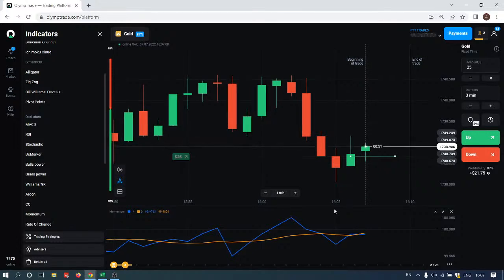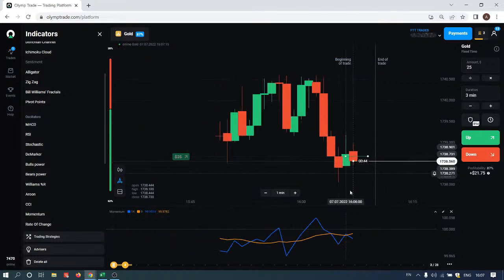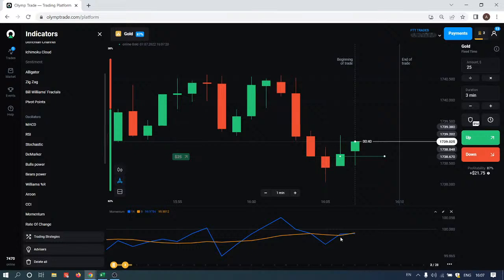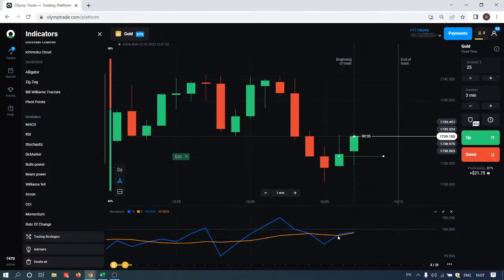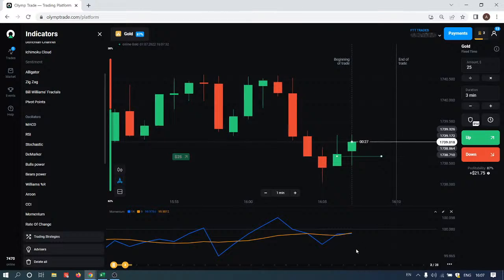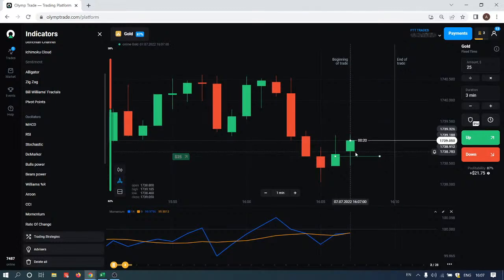Based on the nature of this crossing, you either want to open the trade in the upwards direction or in the downwards direction. Now, in my current example, you can see that the blue line crosses the orange line in the upwards direction, from bottom upwards, and then you want to open a trade up. So that's what I did.